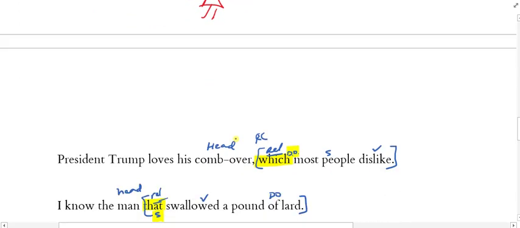President Trump loves his comb over. There's my head. And which is the relative pronoun, and these refer to the same thing, right? They refer to the comb over. President Trump loves his comb over, and his comb over is what most people dislike. Okay? Most people dislike the comb over.